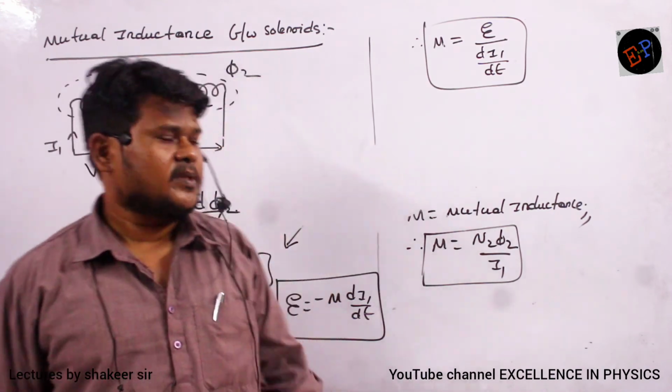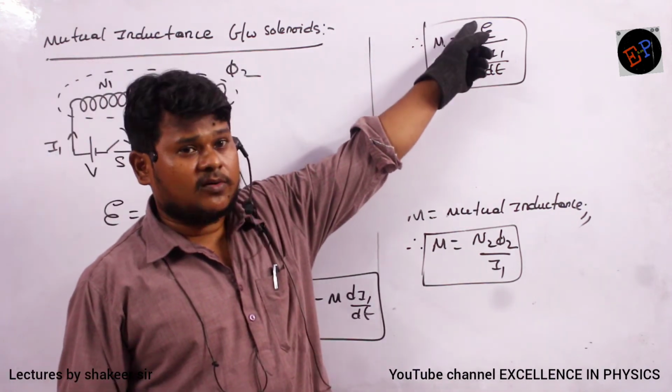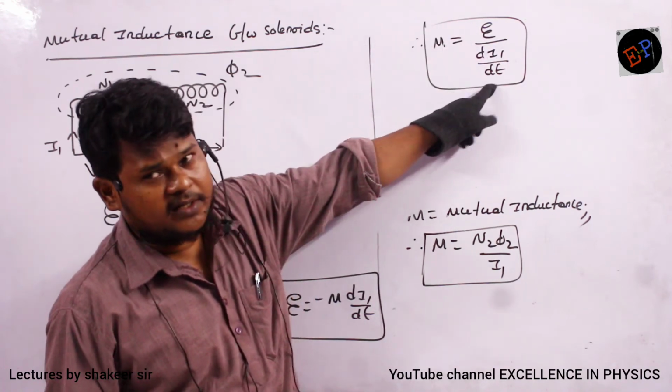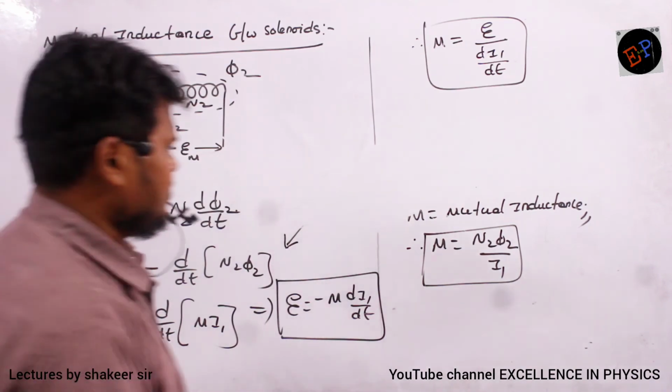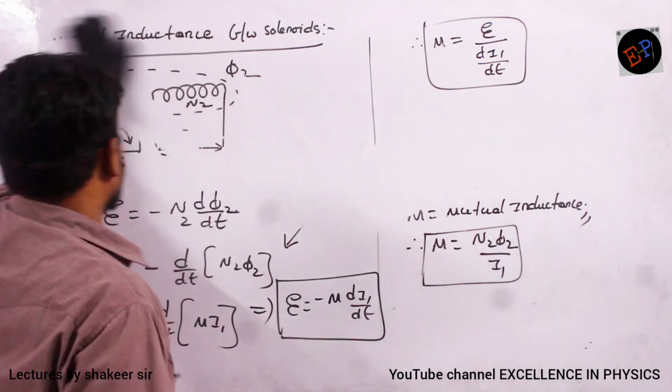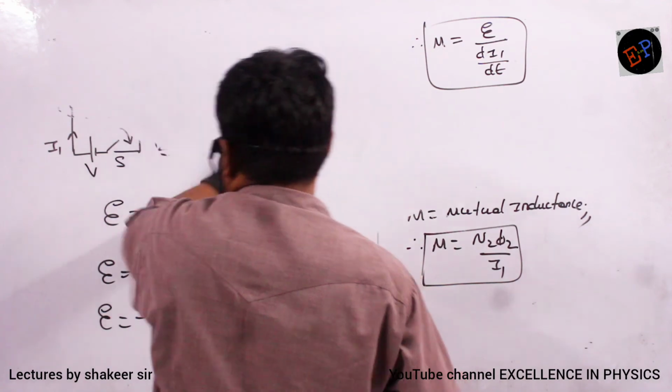Are you able to understand, ma? So EMF is induced in the second coil because of change in current in the first coil. That is called mutual inductance. Are you able to understand? Okay. Similarly, we write mutual inductance between two solenoids.